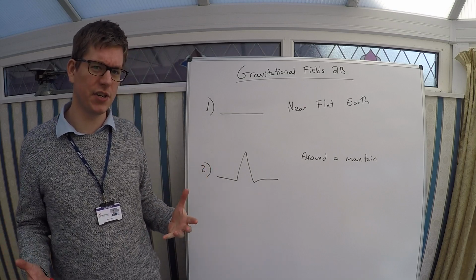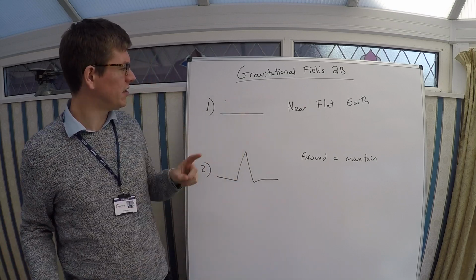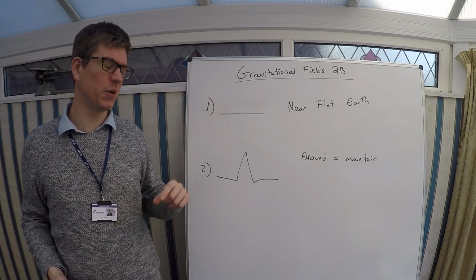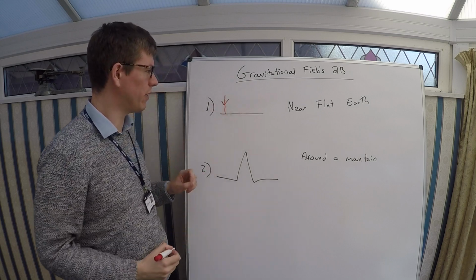Let's think about what the gravitational field lines are going to be. Well, let's just choose a point. So if you're a test mass there, where are you going to be pulled? We're going to be pulled straight down. So you just draw a line straight down with an arrow pointing down.